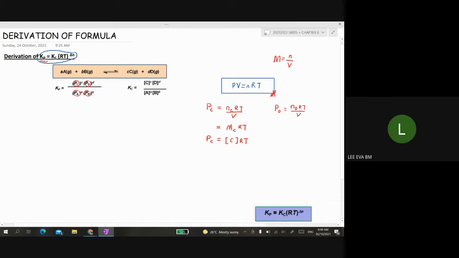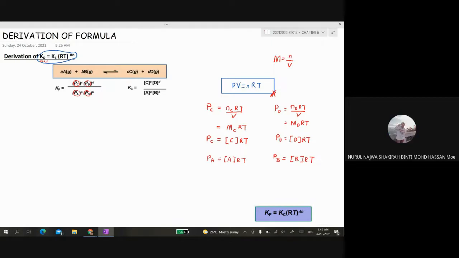So we have the concentration of D, RT. Using the symbol of the square bracket, PD equals [D]RT. So sama juga lah kita boleh apply pressure untuk gaseous A. So [A]RT. The partial pressure for species B equals [B]RT. Okay, sampai sini boleh ikut?